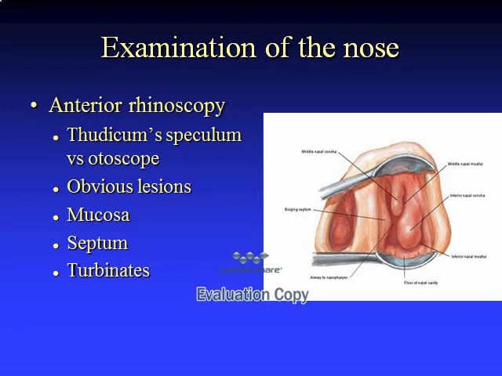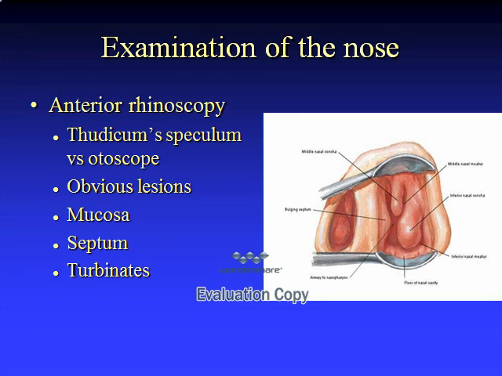Examination of the nasal cavity can be done by anterior rhinoscopy. Anterior rhinoscopy means that we examine the anterior part of the nasal cavity using either a Vienna nasal speculum, or an otoscope, like in children. We can see any obvious lesion like polyps or masses.